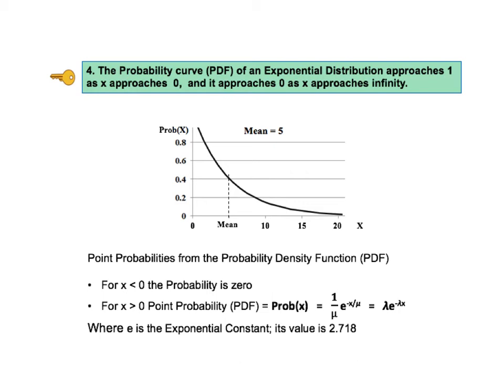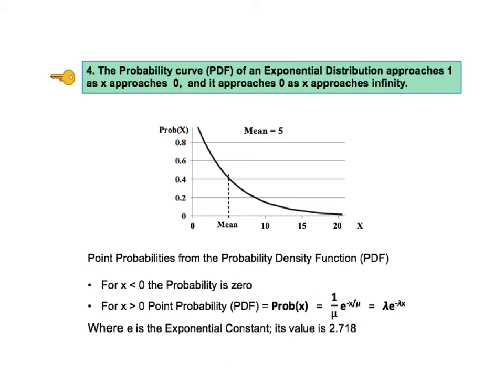Key to understanding number 4 states, the probability curve, PDF, of an exponential distribution approaches 1 as x approaches 0, and it approaches 0 as x approaches infinity. The probability of any individual value on the x-axis is the height of the curve above it. These probabilities are calculated using the probability density function, or PDF, for the exponential distributions.